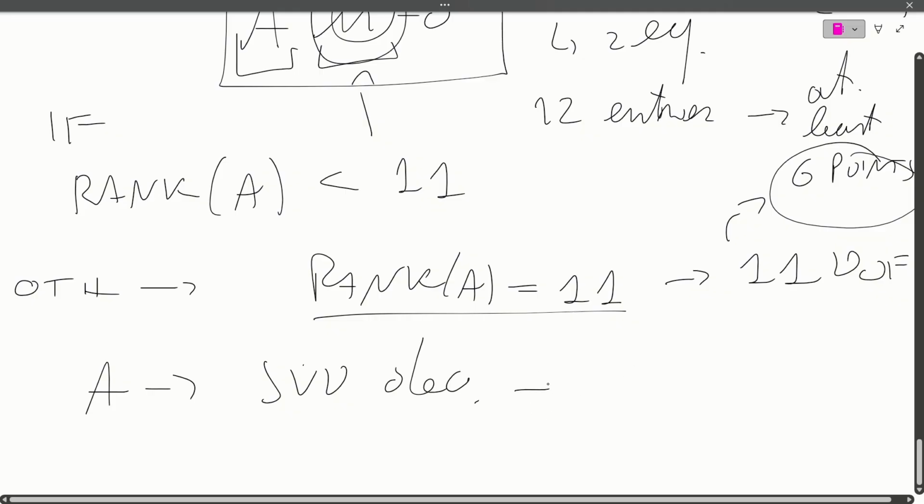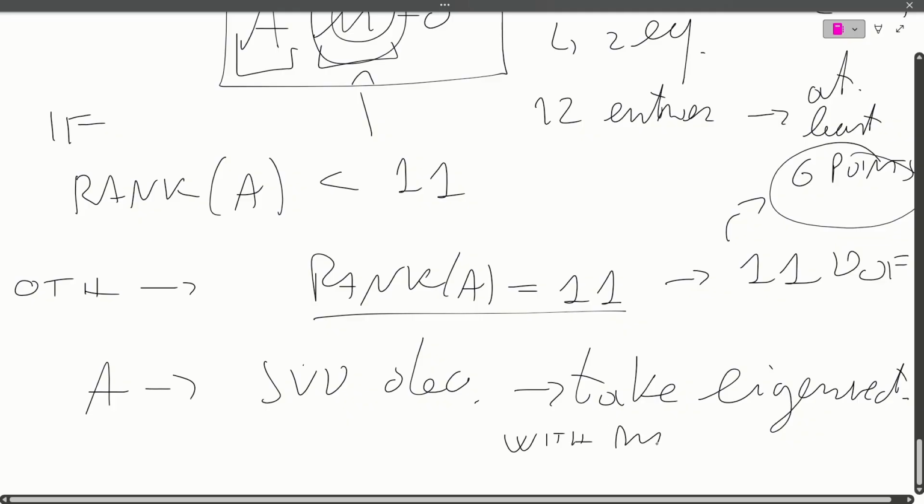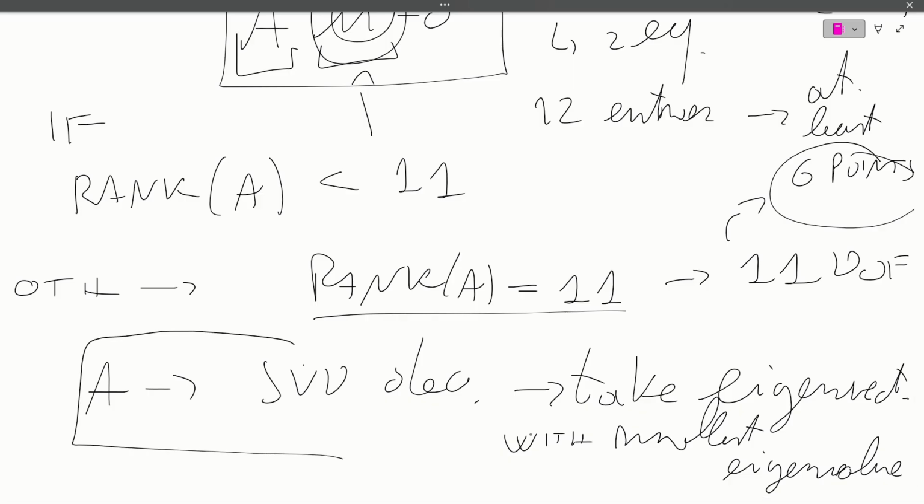So we take A, we do SVD decomposition, and then take the eigenvector with smallest eigenvalue. But this is just a method for solving linear system.